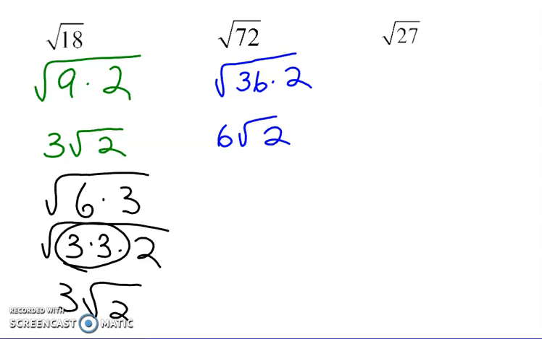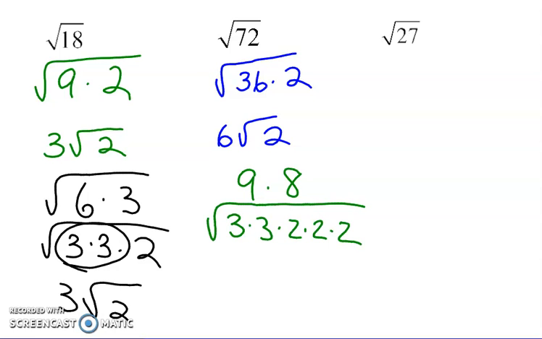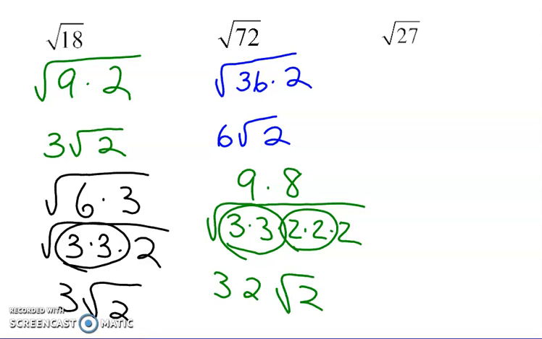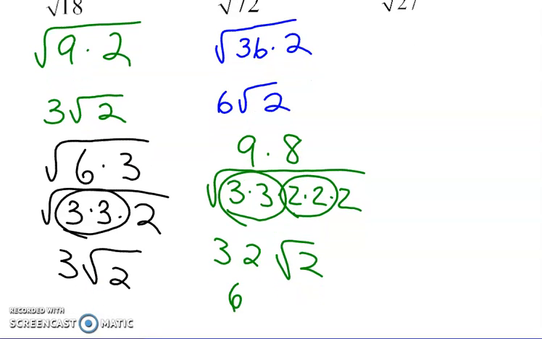If you said 9 times 8, that would not be the complete factorization. But let's look at it. 9 times 8. So we can break 9 down to 3 times 3 and 8 to 2 times 2 times 2. So again, if I'm pulling out my pairs, I got a pair of 3's, I got a pair of 2's, we leave the 2. 3 times 2 is 6, so we're left with 6 square root of 2.